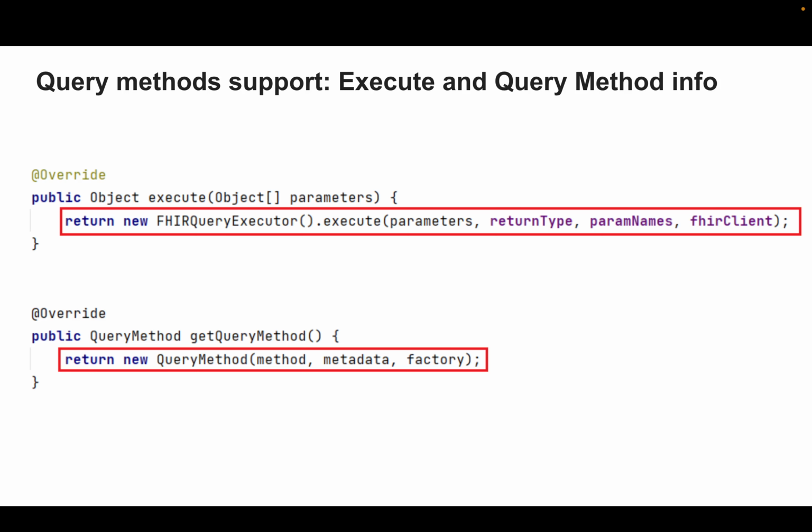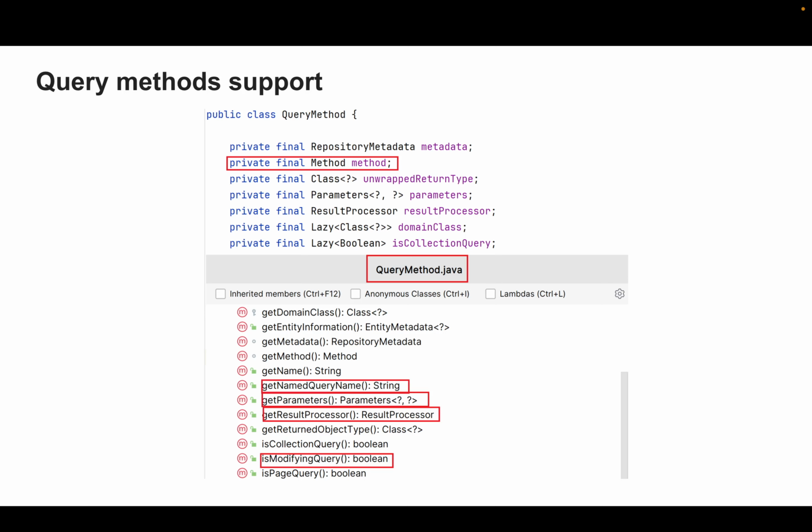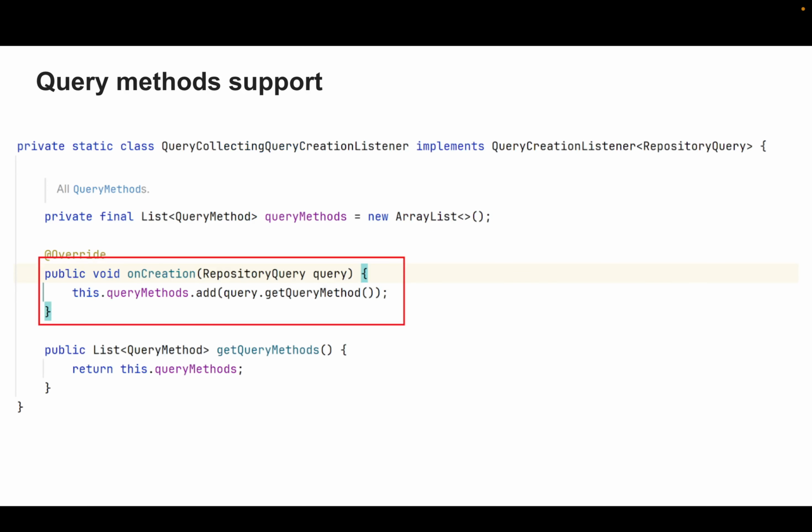and the query method class is the wrapper around the method metadata, and for example we can retrieve the method name from here, we can retrieve the parameters, we can retrieve the result post processor, etc. All the query methods definitions information is stored for each of the repositories in the list.